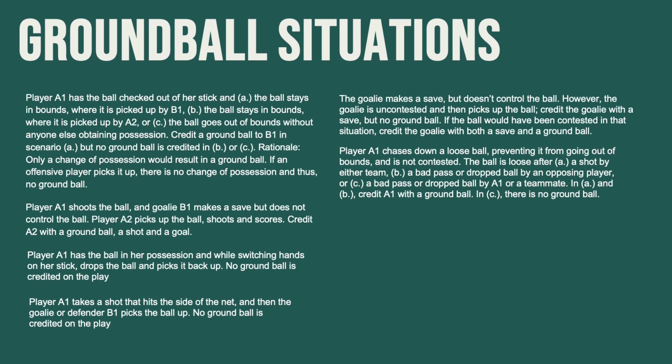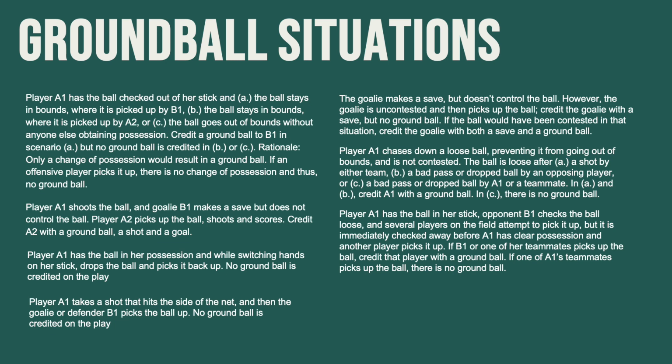Player A1 chases down a loose ball, preventing it from going out of bounds, and it is not contested. The ball is loose after Scenario A, a shot by either team, Scenario B, a bad pass or drop pass by an opposing player, or Scenario C, a bad pass or drop ball by A1 or a teammate. In Scenario A and Scenario B, credit A1 with a ground ball. In Scenario C, there is no ground ball.